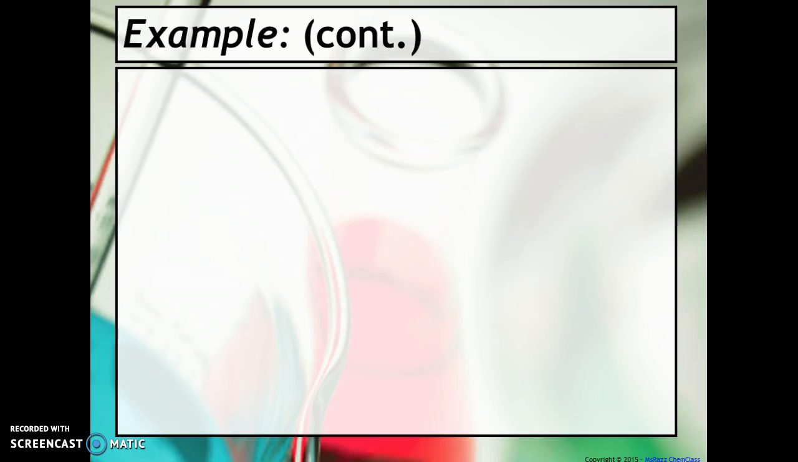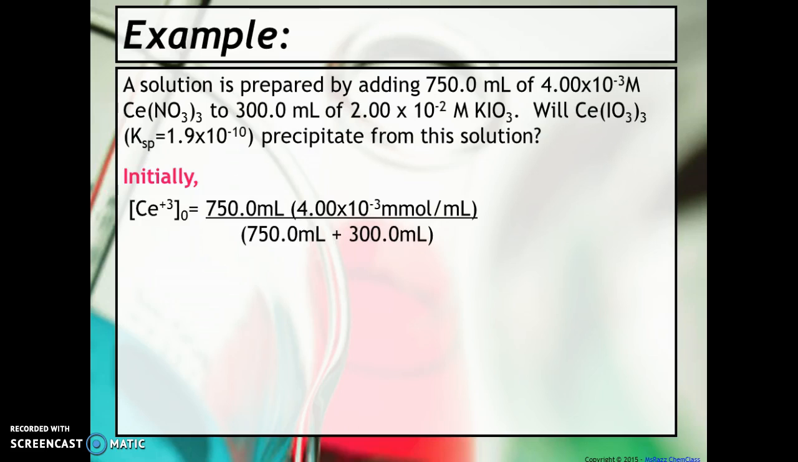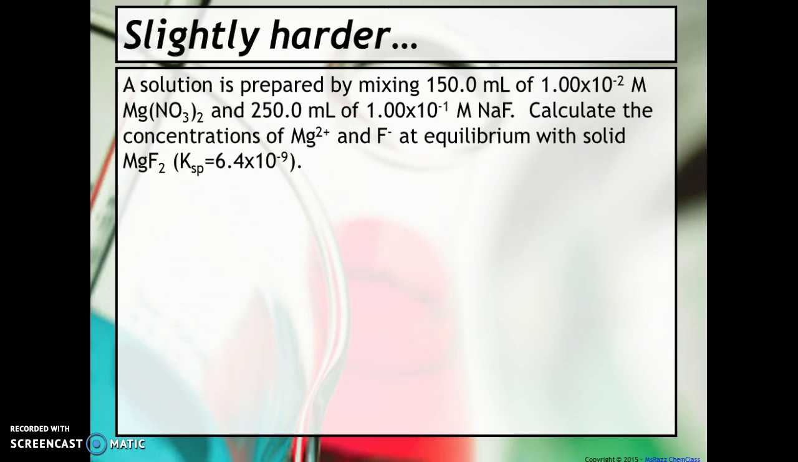We're in the middle of the chapter here on page 4 of our notes, and we're just finishing up that problem from class. So let's go back and see what we did. We already did this one. Here we were. So we mixed 150 mL of 1 times 10 to the negative 2 molar magnesium nitrite with 250 mL of 1 times 10 to the negative 1 molar sodium fluoride.